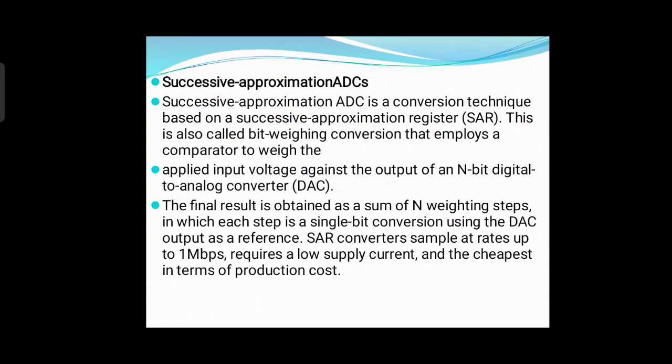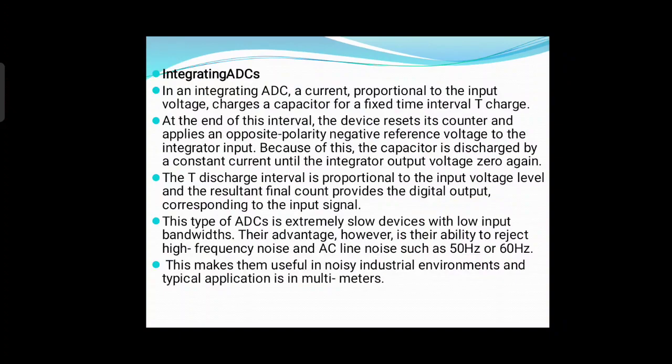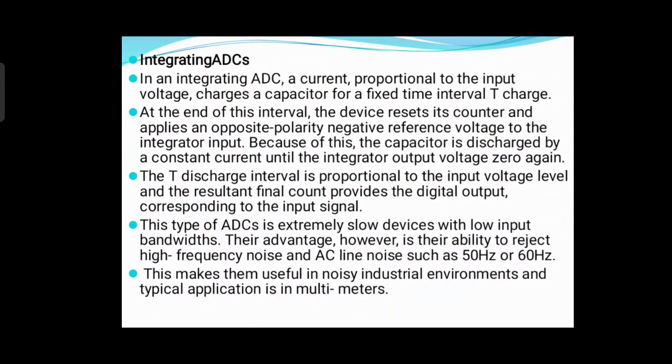Integrating ADC. In an integrating ADC, a current proportional to the input voltage charges a capacitor for a fixed interval. At the end of the interval, the device resets its counter and applies the opposite polarity negative reference to the integrator. Because of this, the capacitor is discharged by a constant current until the integrator output reaches zero. This type of ADC is an extremely slow device, suited for low input bandwidth.